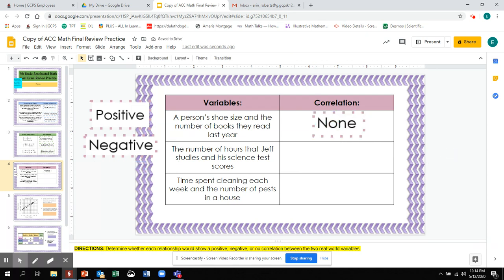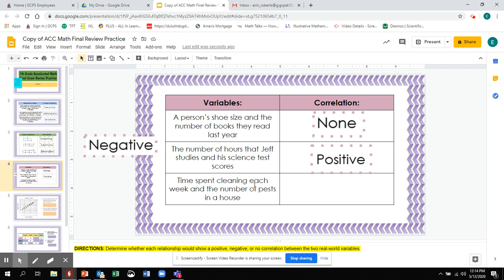Next, I have the number of hours that Jeff studies and his science test scores. So I would ask myself, as the number of hours that Jeff studies increases, what happens to his science test scores? Well, more than likely, his science test scores will increase as he studies more. So because both of those are increasing, I would say that this has positive correlation.